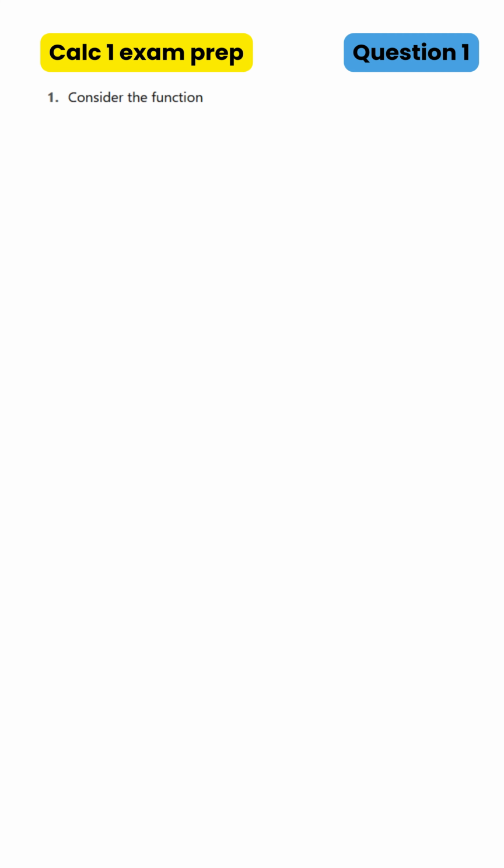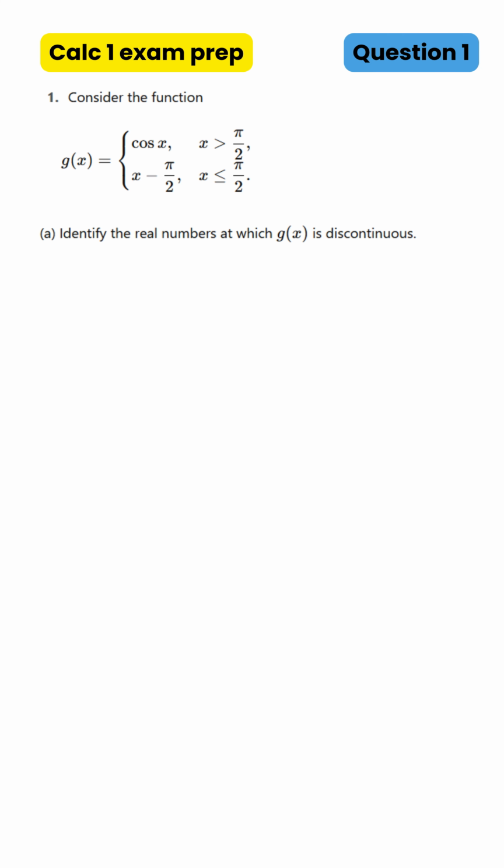In this question, we're given a piecewise function, meaning the function is built from two different rules, and we must decide whether there's a discontinuity. A discontinuity is a gap, a hole, or a jump in the graph. Look at the parts separately.